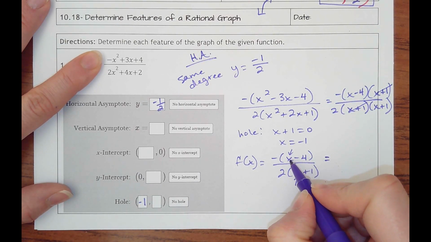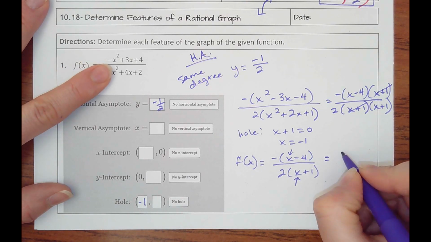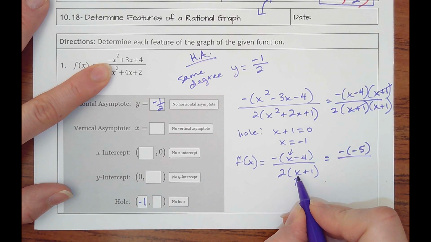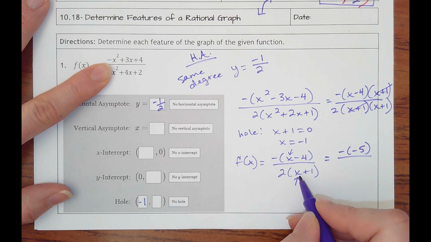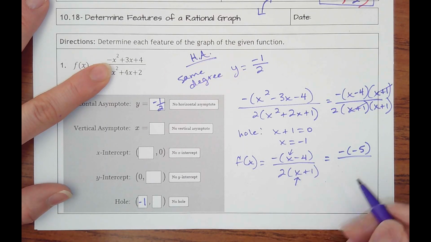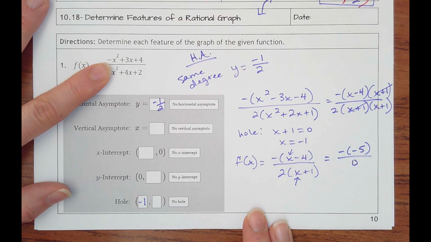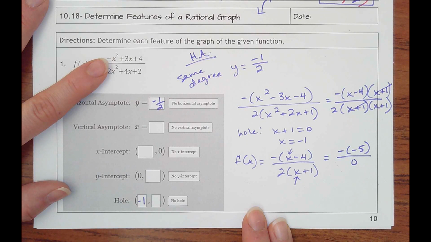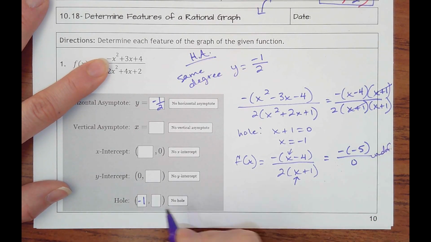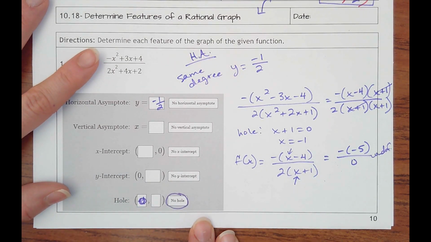Okay, and I'm going to plug in x is -1 here and here. So that would be -1 minus 4 is -5. And -1 plus 1 is 0 times 2 is 0. So this actually is an issue because when I try to plug in that x value, I get something that's undefined, that I can't get an answer to. So actually there's no hole. You'll just click that button on Delta Math.